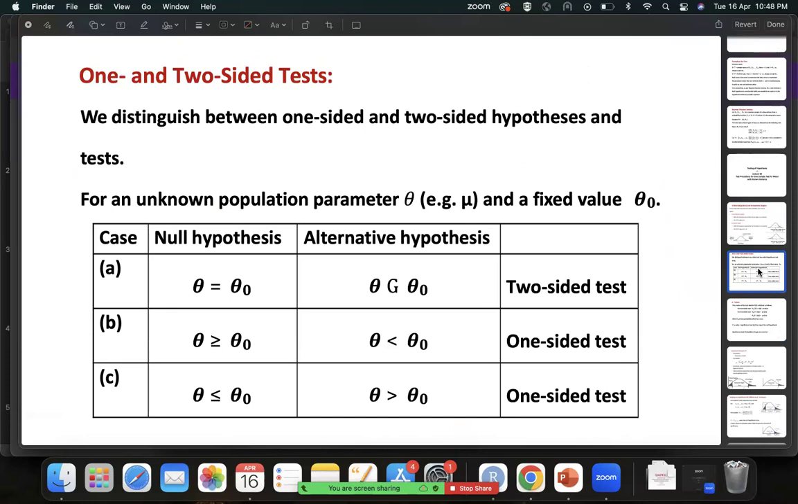So let's say your estimate is a given number. That is your null hypothesis. So your alternate hypothesis is mu is either greater than 14 or mu is less than 14. So this is two sides. So it's a two-tailed test.